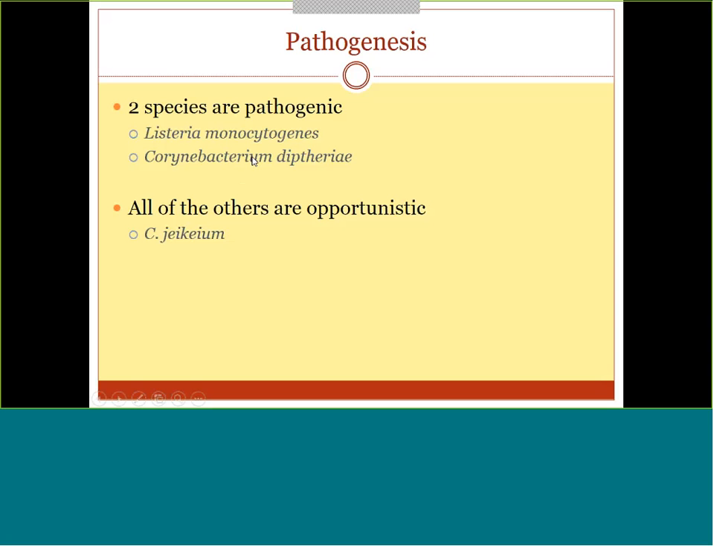Hopefully you should recognize that second word there, diphtheria. There are some others that are opportunistic. One good example would be Corynebacterium diphtheriae. Sometimes that pops up here and there as a problem, but for the most part, we're really concerned with these first two that we listed.